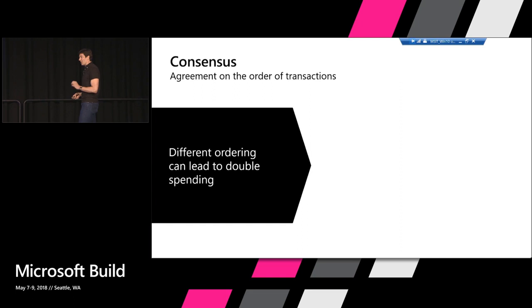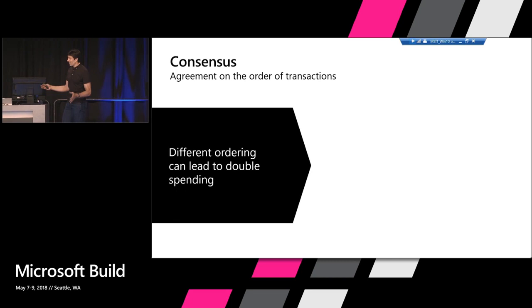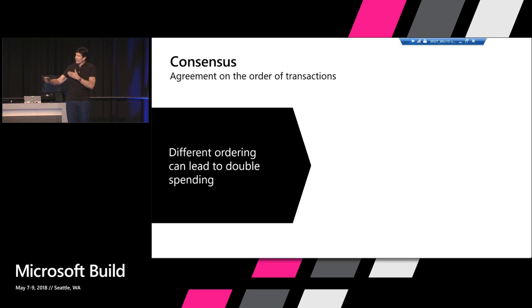The challenge here with these networks and with transactions in this decentralized ledger is that the network is asynchronous. If they're sharing transactions with one another, we're all trying to keep track of what's going on. We can receive transactions in different orders.